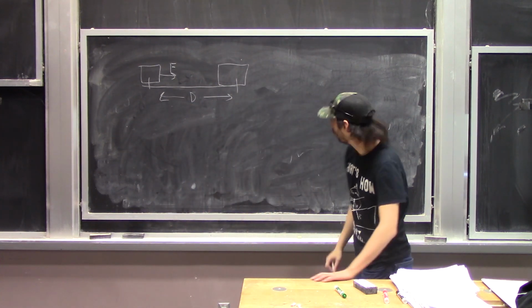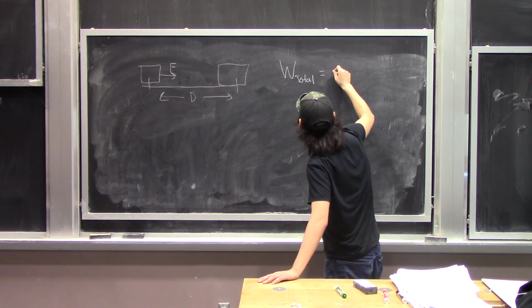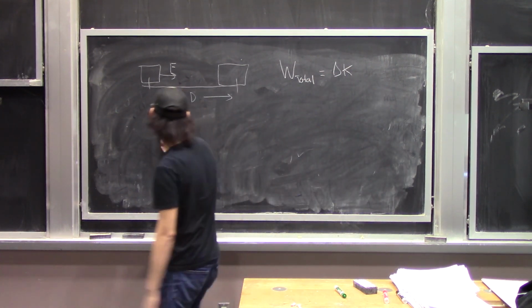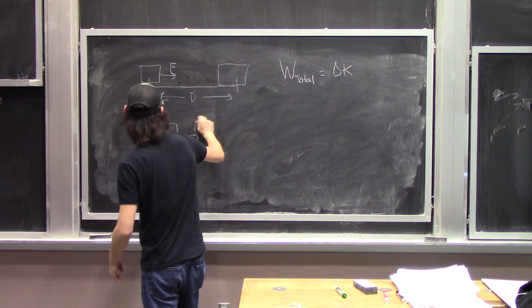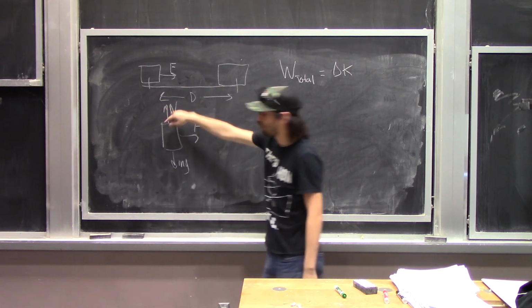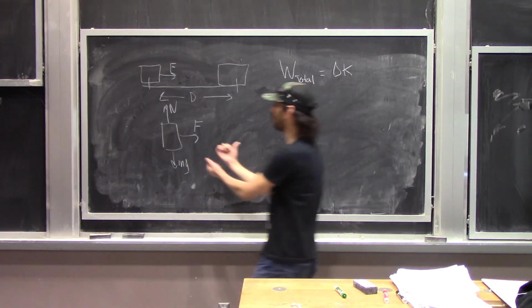So the total work is going to be equal to the change in kinetic energy. When we draw a free body diagram here, there are only three forces acting on it: F, N, and mg. The work done by the normal force and gravity is going to be 0, because they are perpendicular to the direction that it's going to be moving.